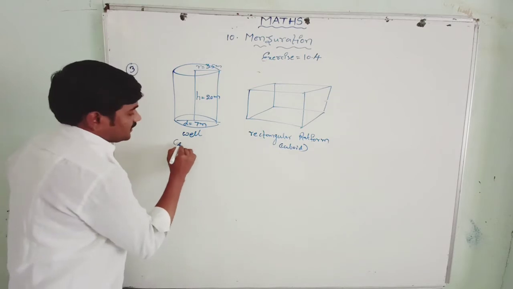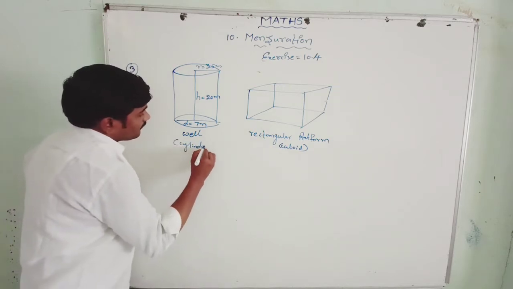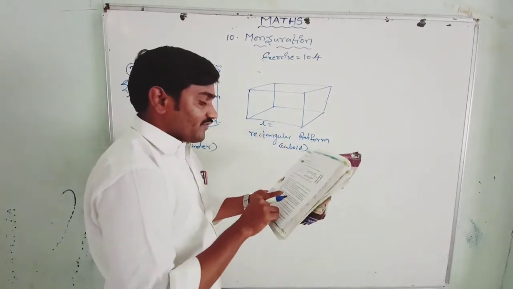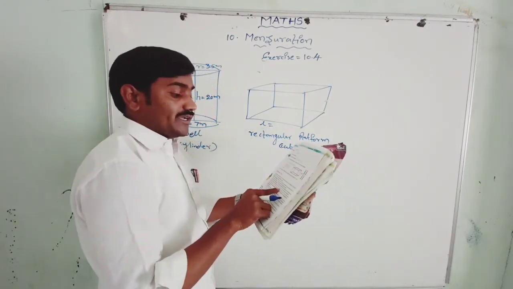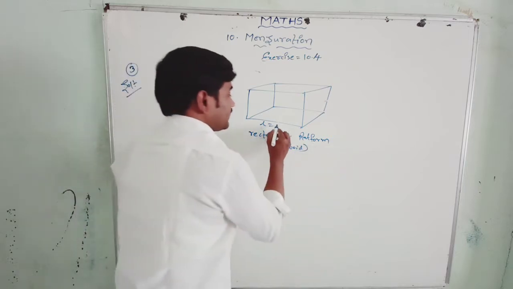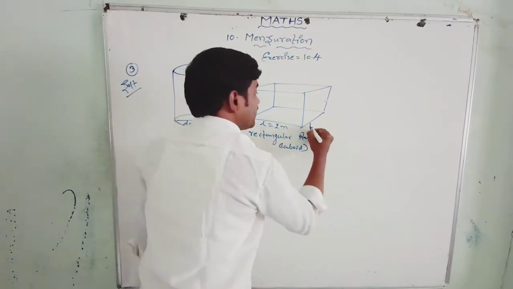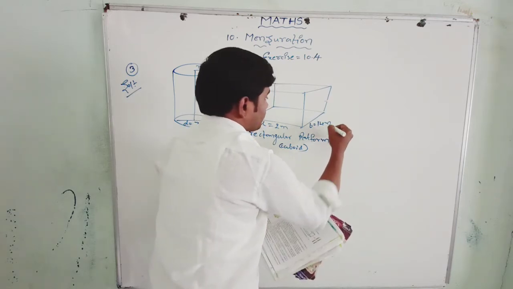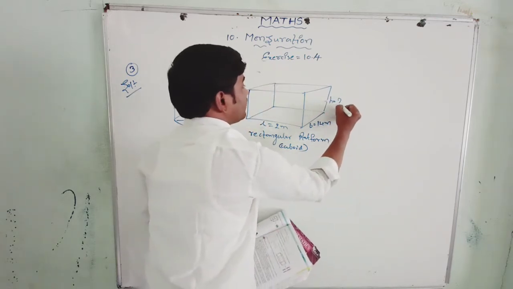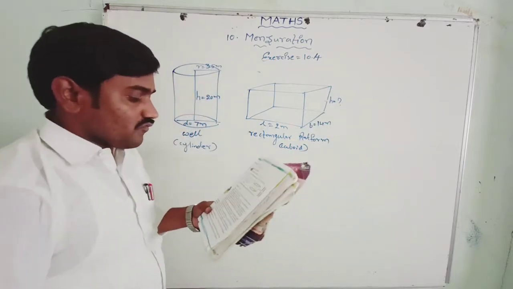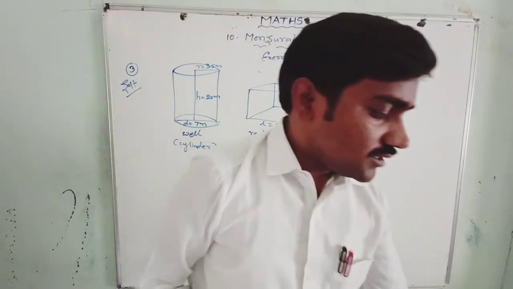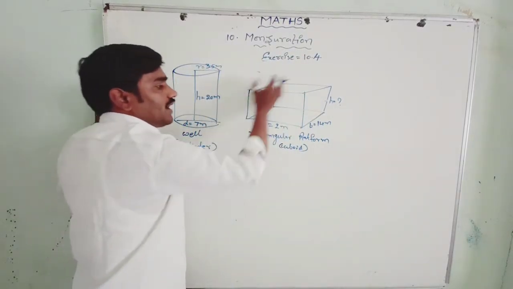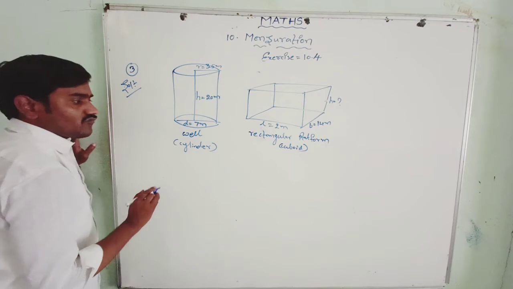It is nothing but a cylinder. Now here the length of the rectangular platform is given, 22 meters into 14 meters, that is, length and breadth. 22 meters and breadth is 14 meters. And we need to find out the height. So find the height of the platform. Simple. Find the height of the platform. What should we do? Volume of the well is equal to volume of the rectangular platform.